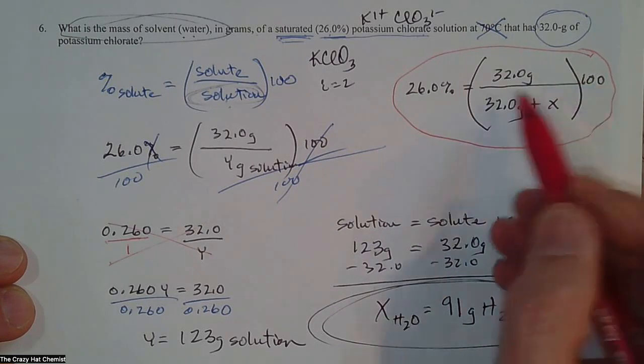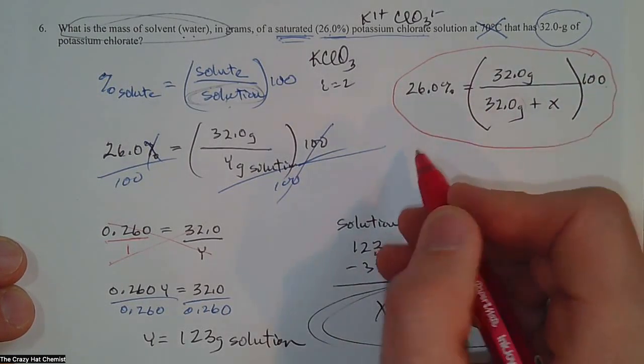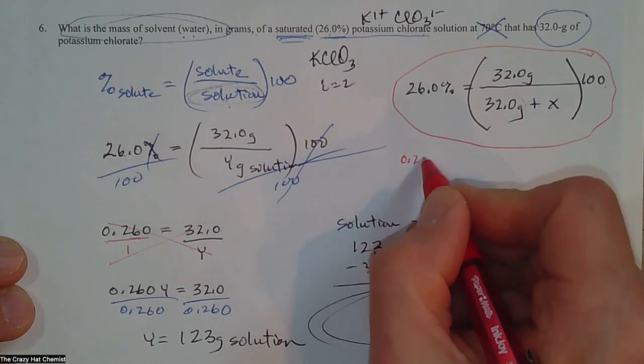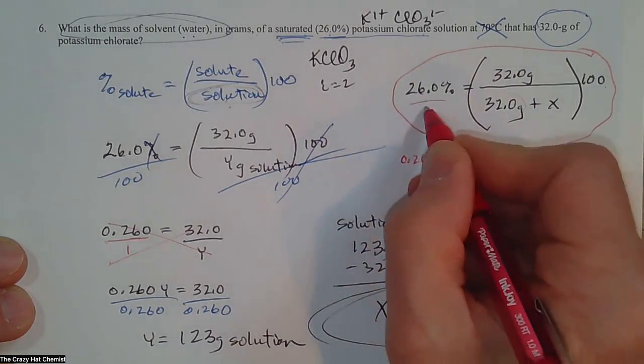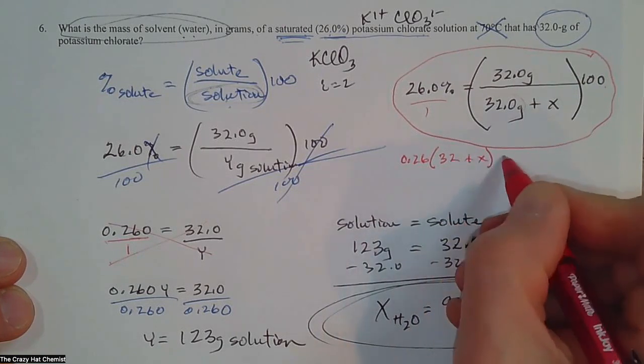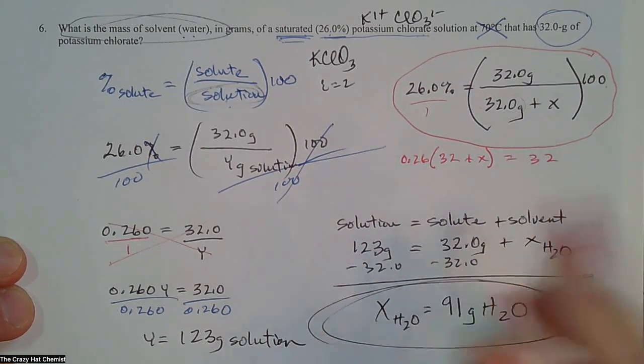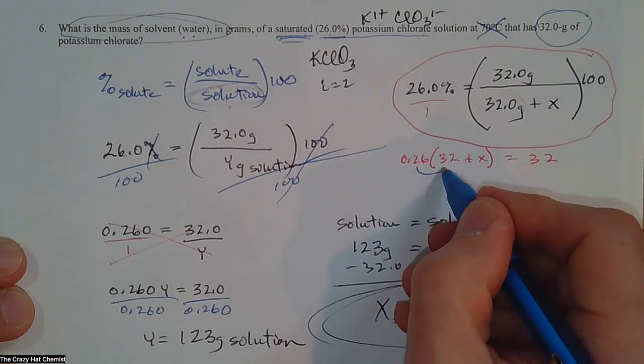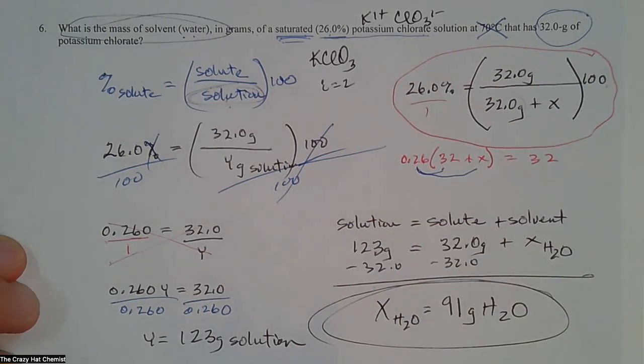What you would do is divide both sides by 100, and then you're going to have 0.26, and then you're going to cross multiply, and then you're going to have 32 plus x is equal to 32. And you're going to have to distribute this 0.26 over both these terms, separate the x terms and the non-x terms, and that's your answer. And your answer will be directly solving for the 91 grams. Just so that you know.